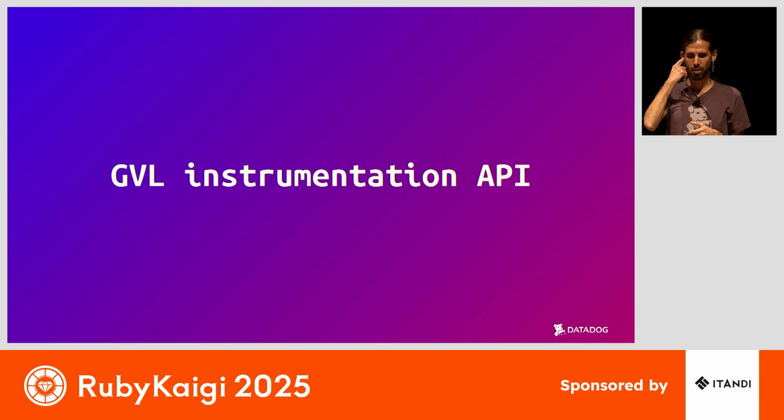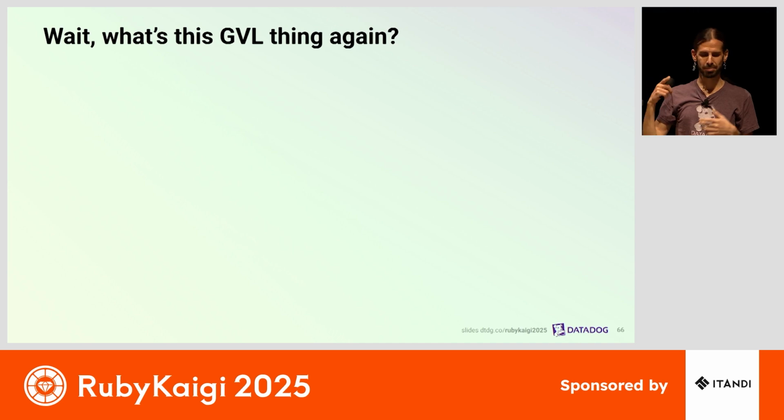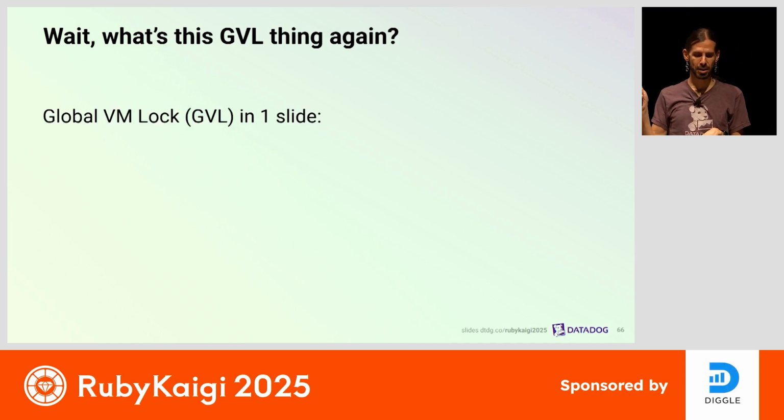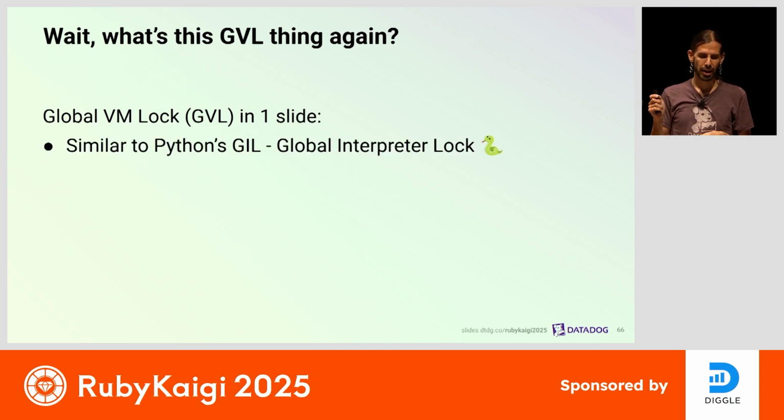OK. Let's go on to the last one, the GVL, or Global VM Lock Instrumentation API. I've done a few presentations in the past about the GVL, but if you skipped my presentations and you go, what's this GVL thing again? Here's the Global VM Lock explained in one slide. It's similar to the Python GIL, the Global Interpreter Lock. We just call it differently in Ruby.